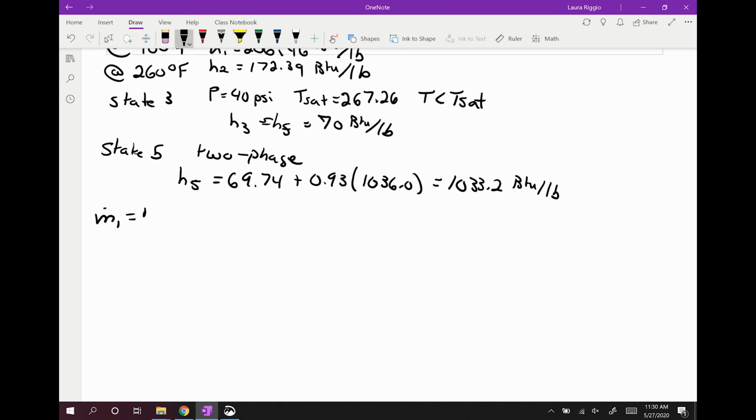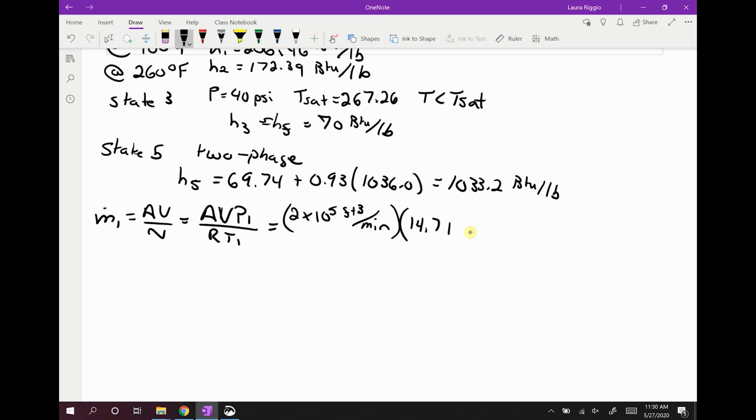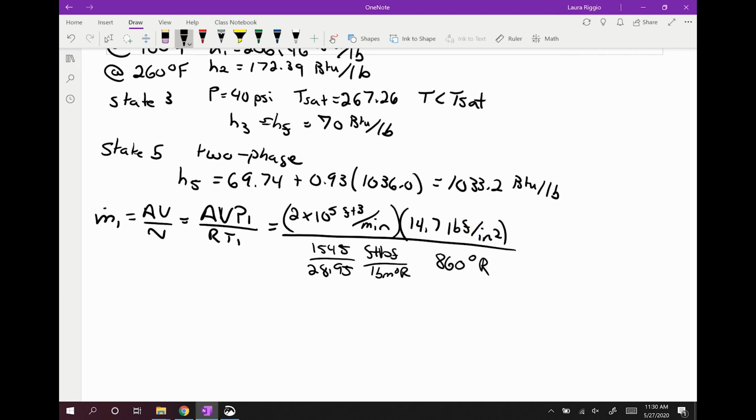So we still need our mass flow rate. Our mass flow rate 1 is equal to AV over our specific volume, and since it is an ideal gas, we can replace our specific volume with our ideal gas law. So we're going to have 2 times 10 to the 5 feet cubed per minute times 14.7 pounds per inch squared divided by 1545 over 28.95 foot pounds Rankine times 860 degrees Rankine. I'll fix my units.